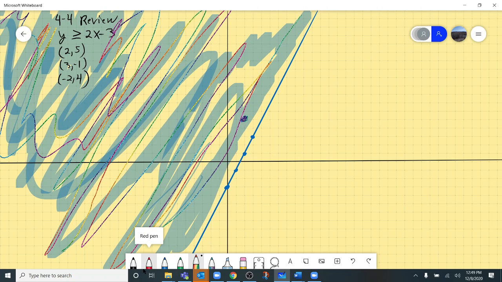That's probably not the best color to use either. Okay, we have a point right there. 3, -1. So 1, 2, 3, -1, not a solution. So let's say yes, no. And -2, +4. I can say that one is pretty likely. So 1, 2, 1, 2, 3, 4. So that one right here. Okay, and that's how we can use graphing to find out if it's a solution.